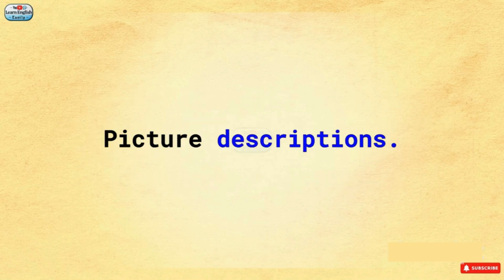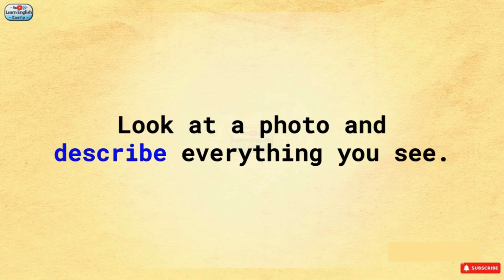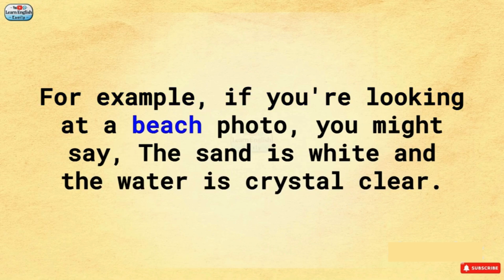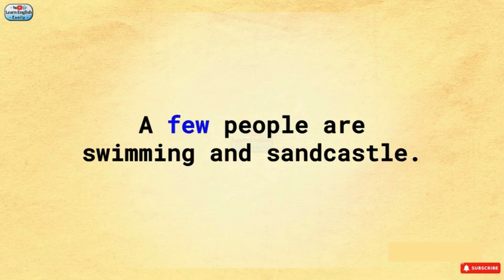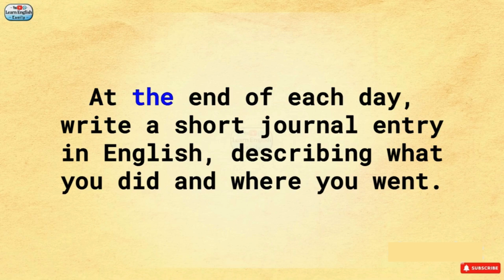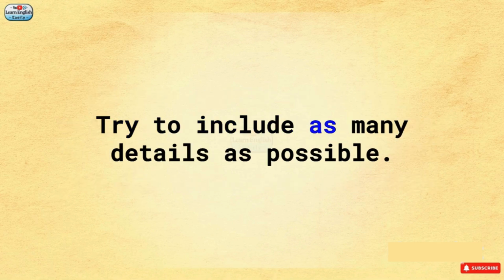Picture descriptions. Look at a photo and describe everything you see. For example, if you're looking at a beach photo, you might say, "The sand is white and the water is crystal clear. A few people are swimming and children are building a sandcastle." Journal writing. At the end of each day, write a short journal entry in English, describing what you did and where you went. Try to include as many details as possible.